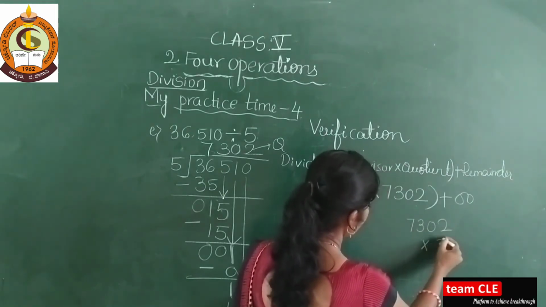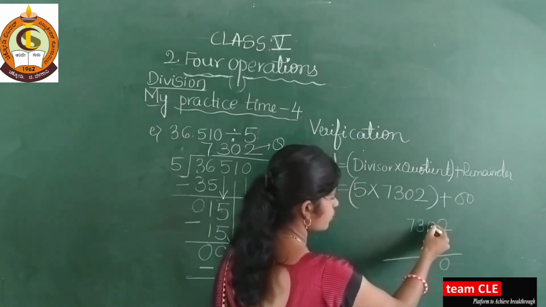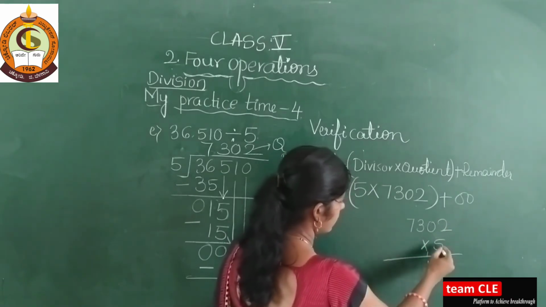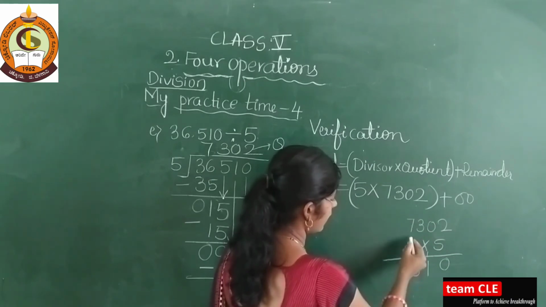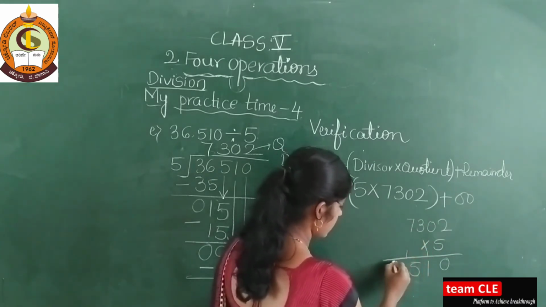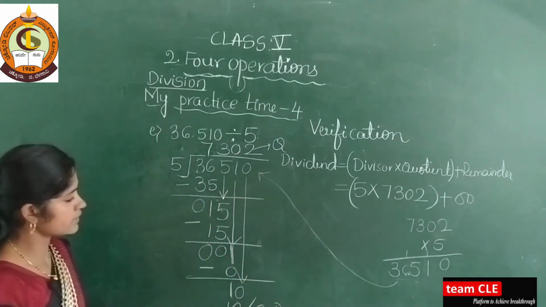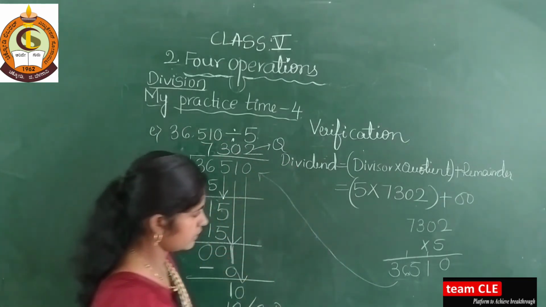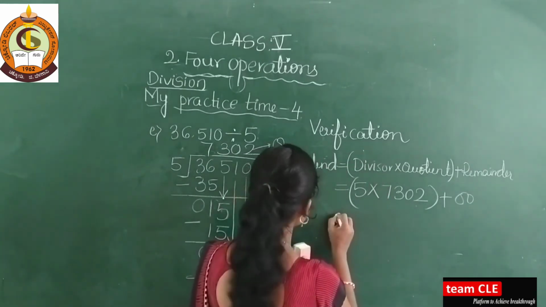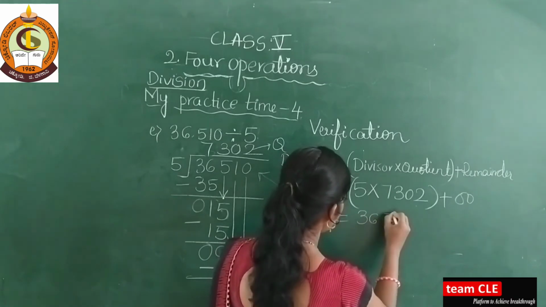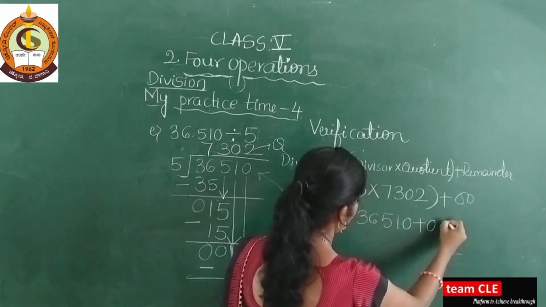7302 into 5. Okay, 5 2s are 10. 5 into 0 is 0, 0 plus 1 is 1. 5 3s are 15. 5 7s are 35. 35 plus 1 is 36. So here I got 36510 as the answer. So let us write the answer here: 36510, and put this plus and add 0.